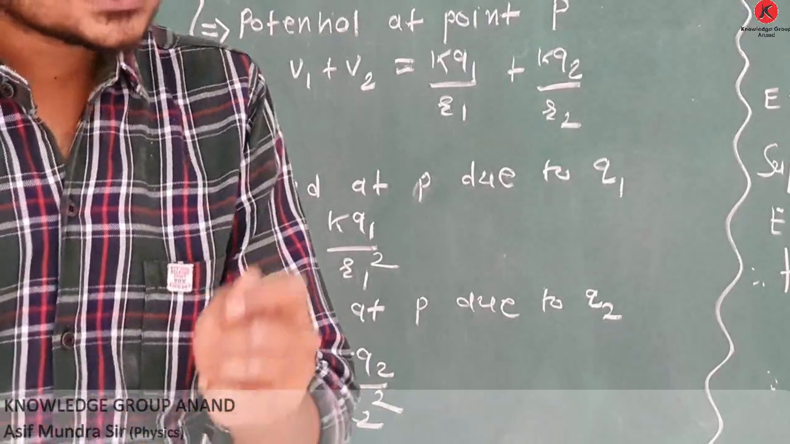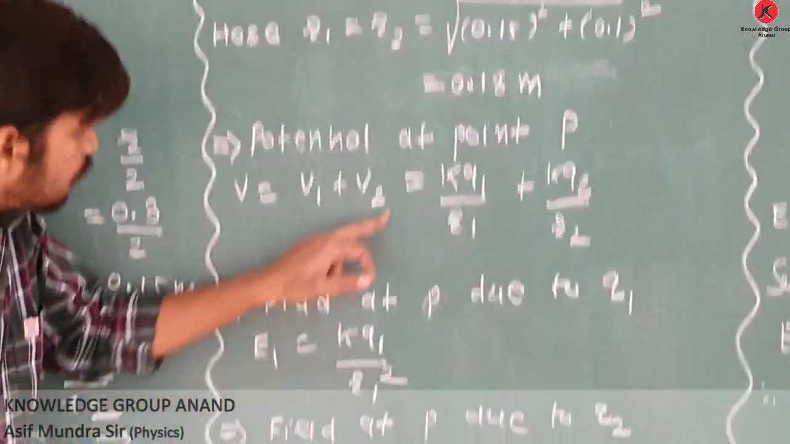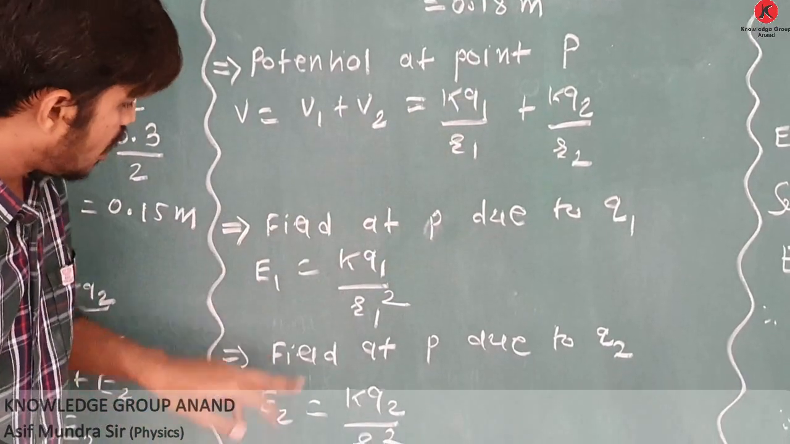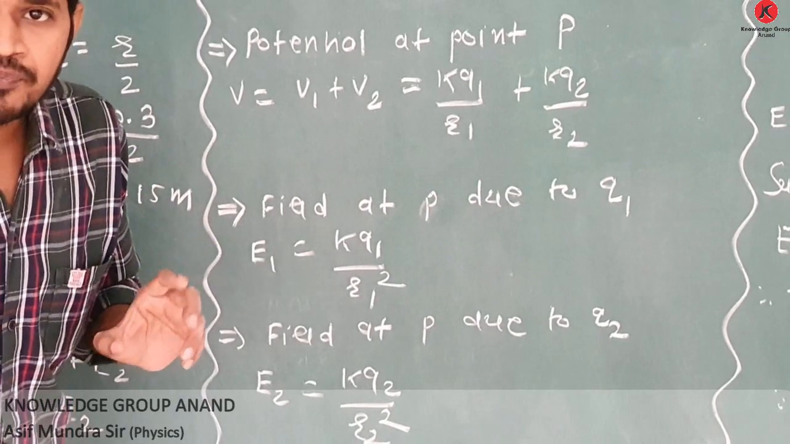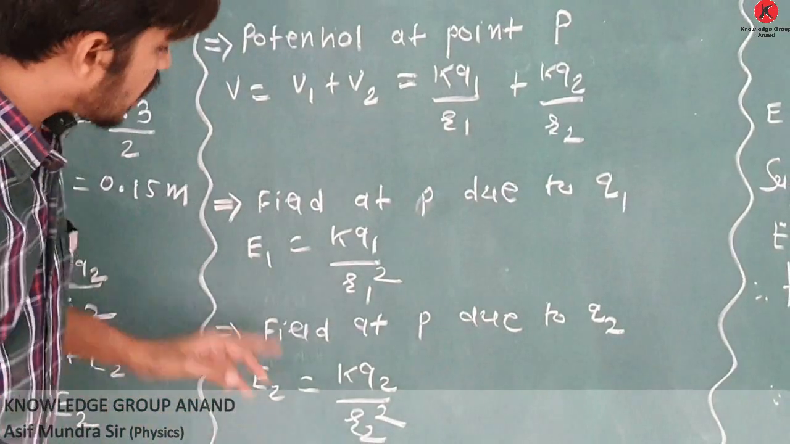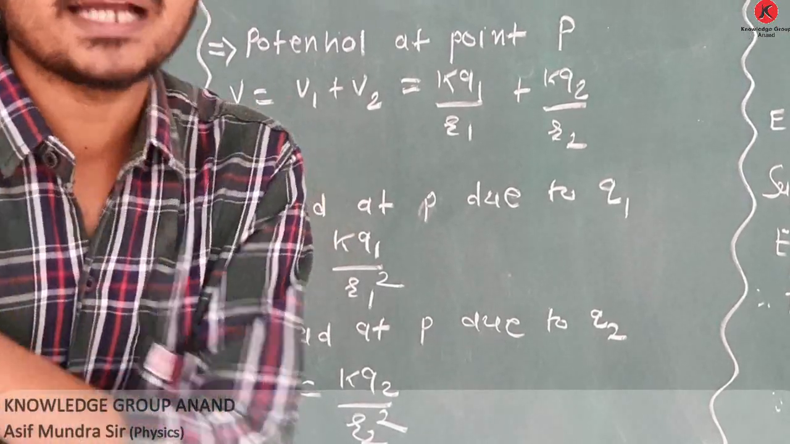Okay, see, there is a small difference in the equation of potential and field. For potential it is K Q upon R1, for field it is K Q1 upon R1 squared. Clear? Any doubt? So first of all find E1 and E2. See, find each and everything step by step.